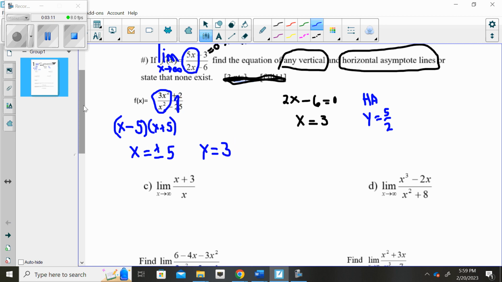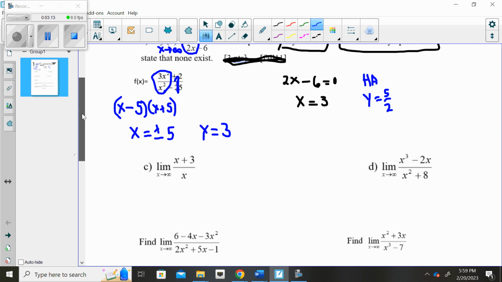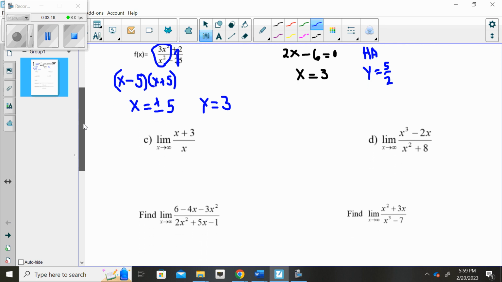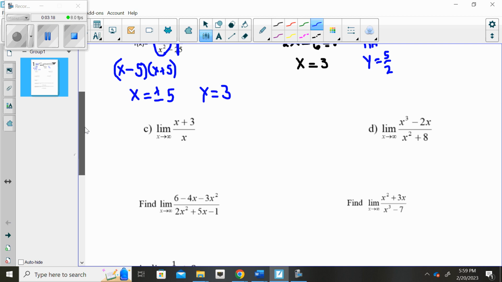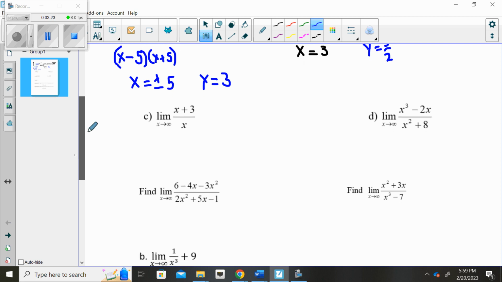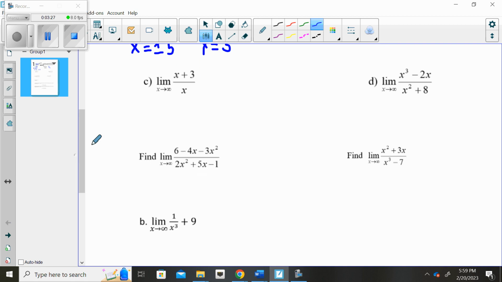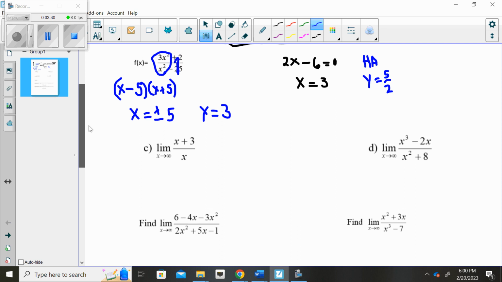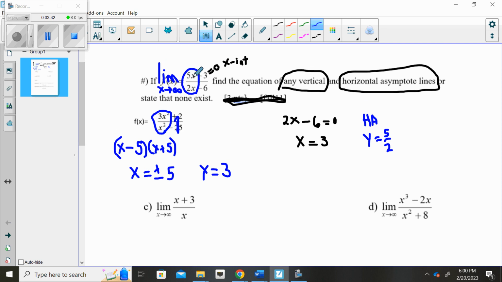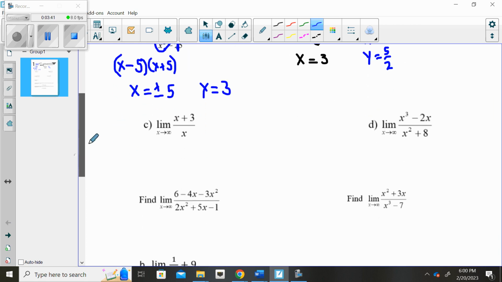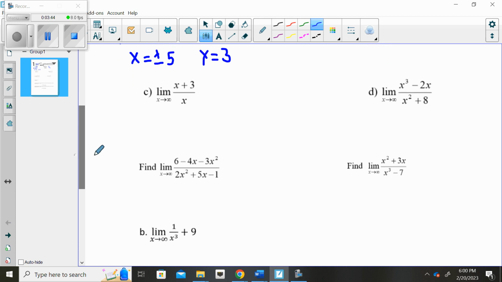Then we've got our rules about top heavy doesn't have a horizontal asymptote line. Those functions either go to positive or negative infinity. Bottom heavy always goes to 0 when we're looking at limits to infinity. And then as we just saw here, if the degrees are the same, the limit is the ratio of the coefficients for the term that has the highest degree. So why don't you pause the video and try to do these next 5 problems.